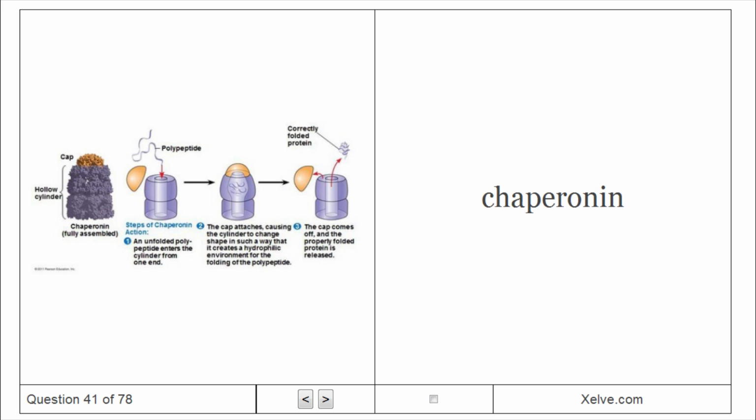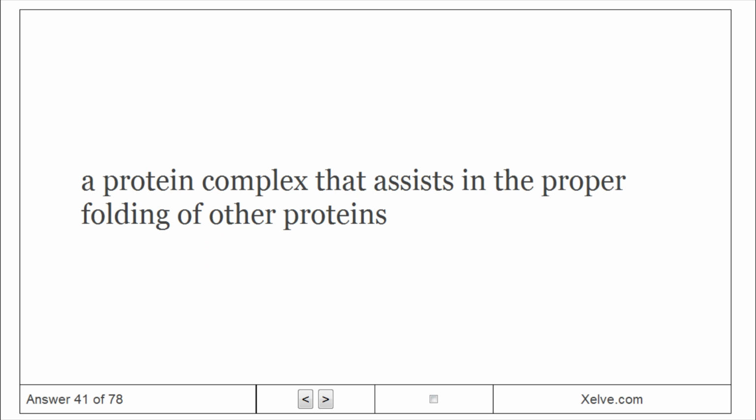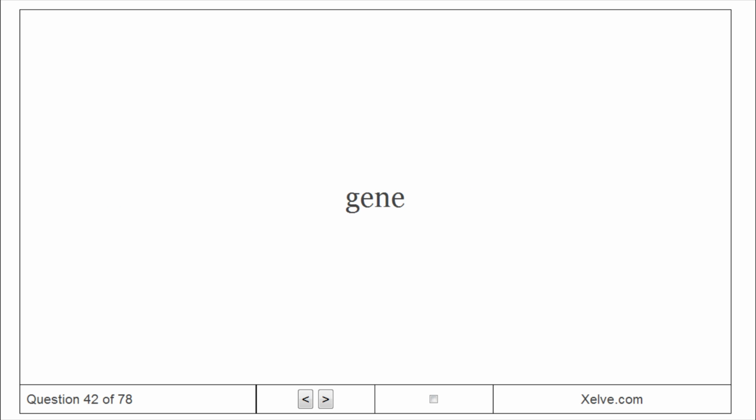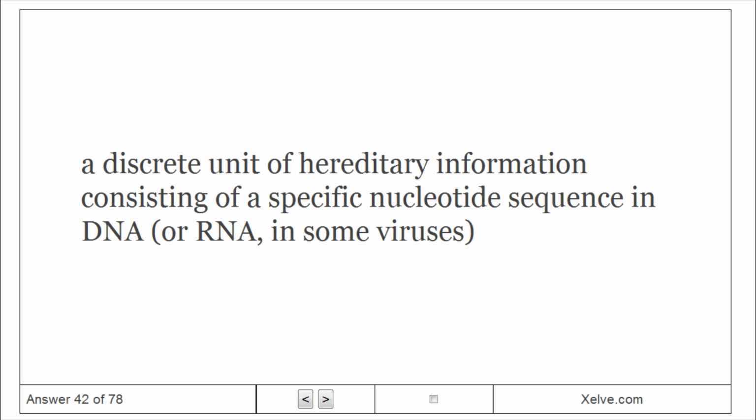Chaperonin. A protein complex that assists in the proper folding of other proteins. Gene. A discrete unit of hereditary information consisting of a specific nucleotide sequence in DNA, or RNA in some viruses.